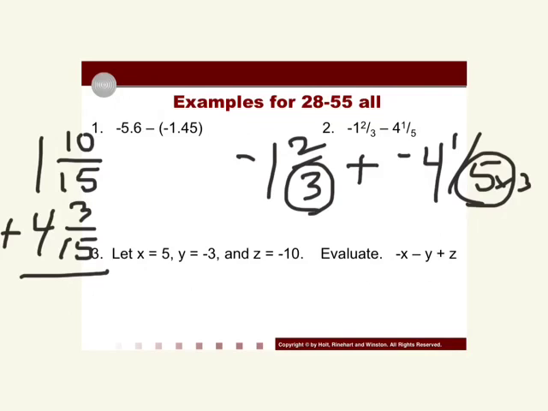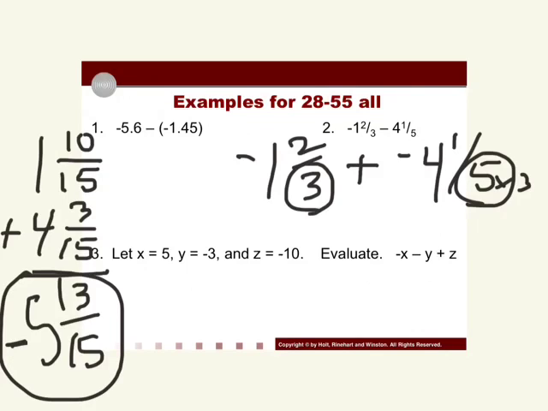And now we're ready to add. 10 plus 3 is 13 fifteenths. And 1 plus 4 is 5. Now, same signs, add and keep. So my answer is a negative 5 13 fifteenths. Now, I'm going to go ahead and erase this before I do the last example.